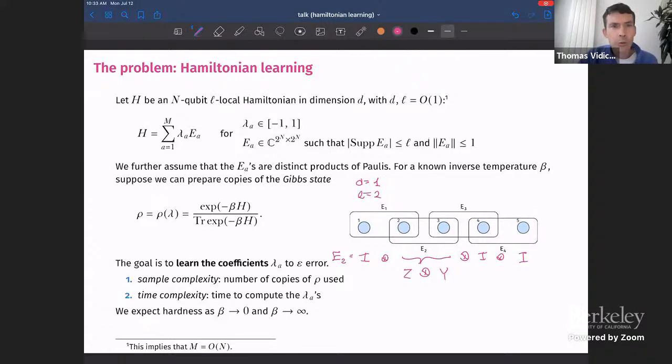Just a quick question to clarify D. D is a spatial dimension. So D is 1 is a line, D is 2 is a grid. Right. For a moment I thought it was qubit dimension. Okay, thanks. No, it's the spatial dimension. And you're not allowing sums of the same tensor products of different Paulis on the same couple of qubits. I just want the E_a to be distinct. Does that make sense? Yeah. Okay.